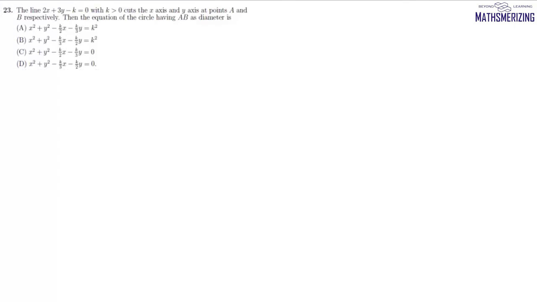Now question number 23 is: this line 2x plus 3y equals k, where k is greater than 0, cuts the x-axis and y-axis at A and B. Now the x-axis intercept is k by 2, and that's your A, and the y-axis intercept is 0 comma k by 3. Now we have to find the equation of the circle with AB as diameter.